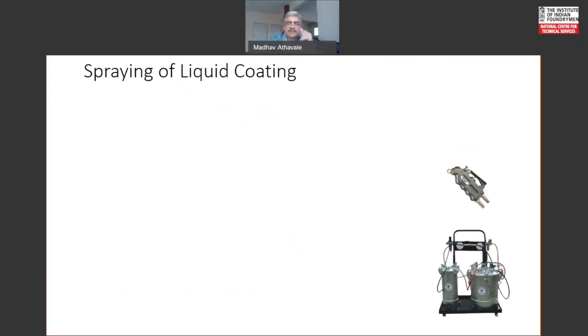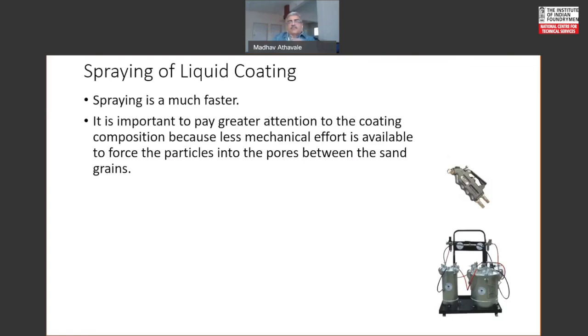Now, spraying of the liquid, this is another very popular way. The productivity is high. It is much faster. But what is important is to pay great attention to the coating composition. That means what is the viscosity of the coating that you will keep. So it is a fine balance between your ability to suck the coating into your spray gun and pushing that filler onto the surface of the mold and core. So that fine balancing has to be done.